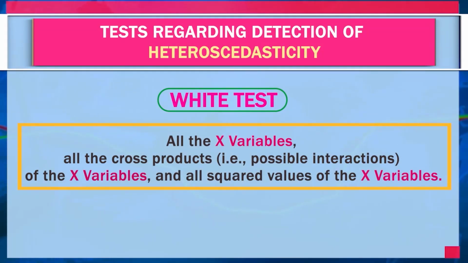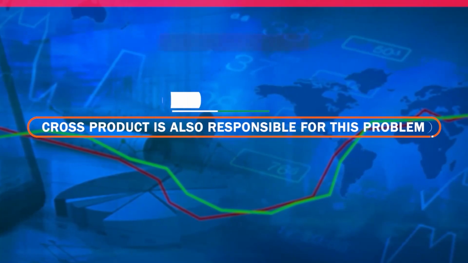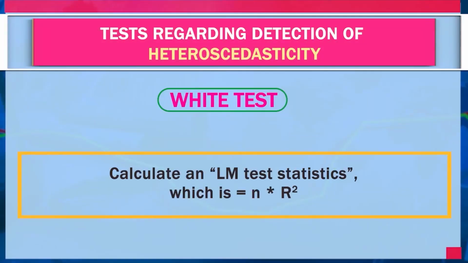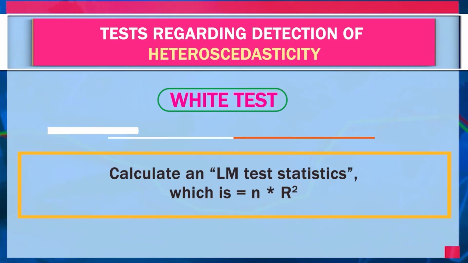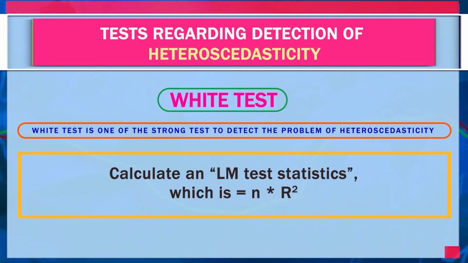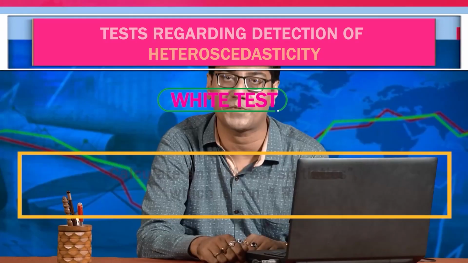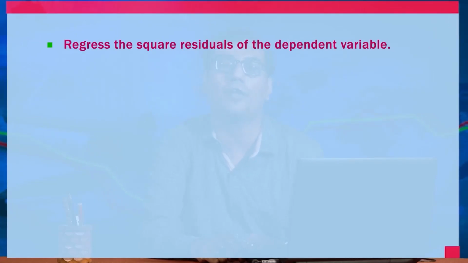So accordingly, all these possibilities are there in a cross-sectional sample, whether the cross products also are responsible for this problem. So to explore all these possibilities, the White test is one of the strong tests to detect the problem of heteroscedasticity. So in this particular slide, we observe for the White test, the first step is to regress the squared residuals on the dependent variable.